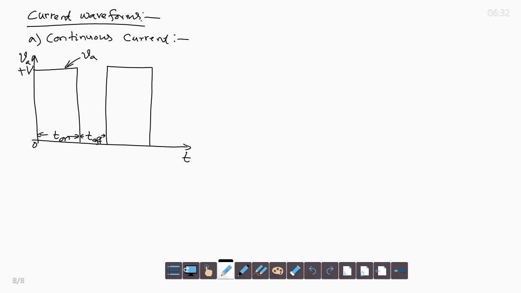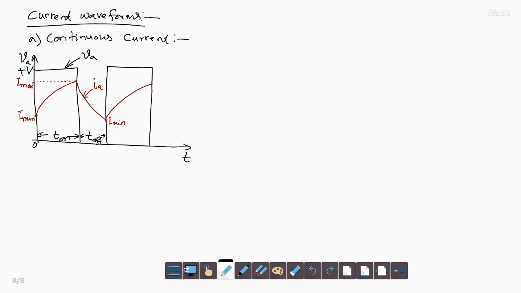Now let us draw the current waveform. Because current is continuous, when the chopper is on, current will increase exponentially. So at the beginning of the on interval, current starts from the minimum value, and at the end of the on period, current achieves the maximum value. And during the off period, the chopper is off, so current is freewheeling and decays exponentially, and again it comes back to I minimum at the end of the off time before the next on period starts. So this is the current waveform IA. This is for the continuous case.